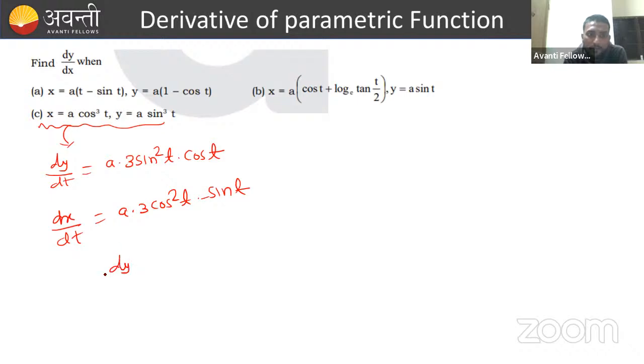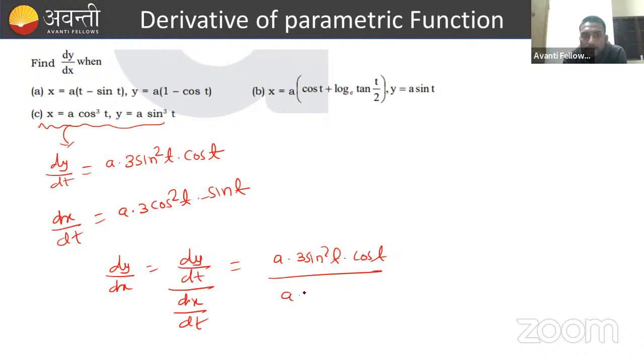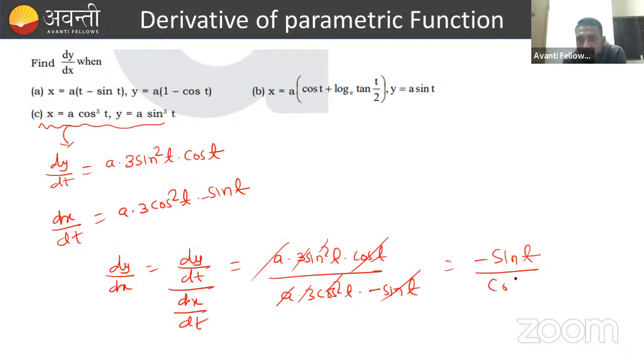So if I have to find dy by dx, it will be dy by dt divided by dx by dt. So just do the calculation. Okay, like this: 3 sine square t cos t over 3 cos square t into minus sine t. So 3 will be cancelled, sine t will be cancelled, one cos t will be cancelled. So what will be the answer? Minus sine t divided by cos t. So the final answer will be minus tan t. Okay, so this is clear.